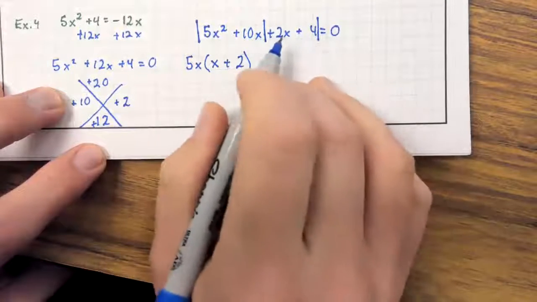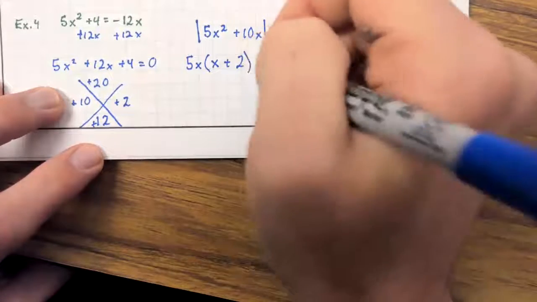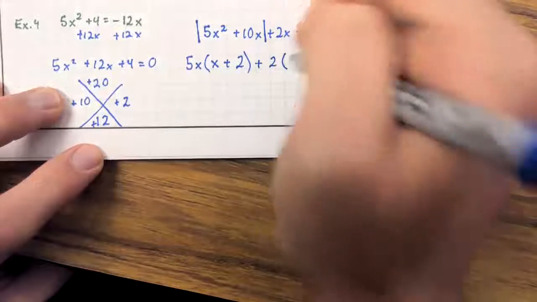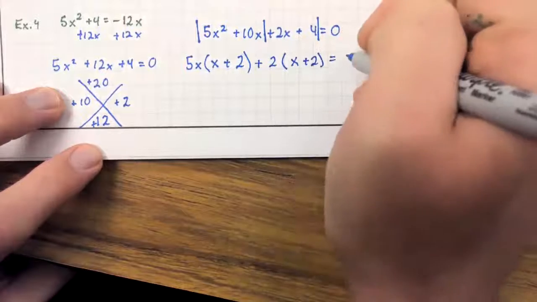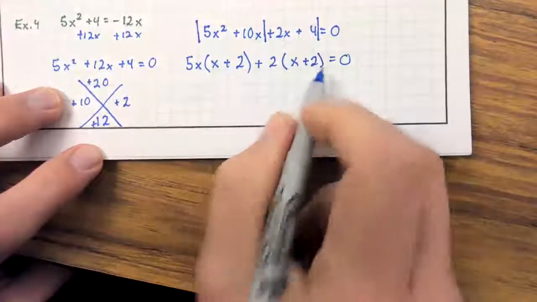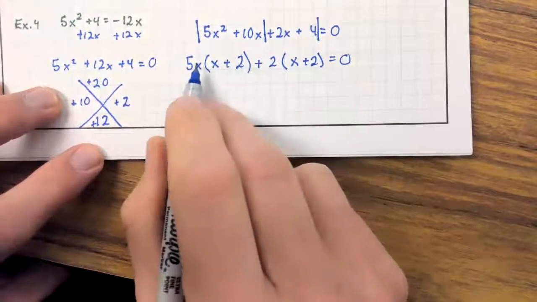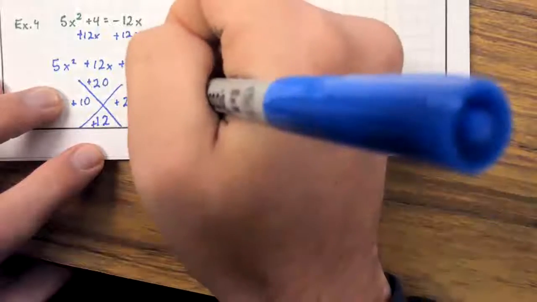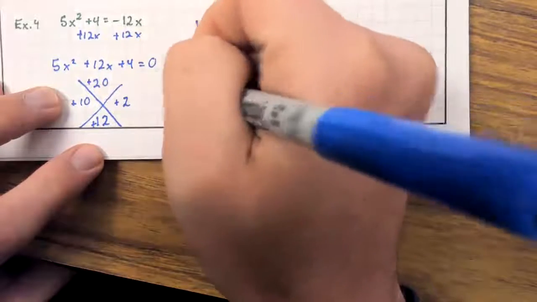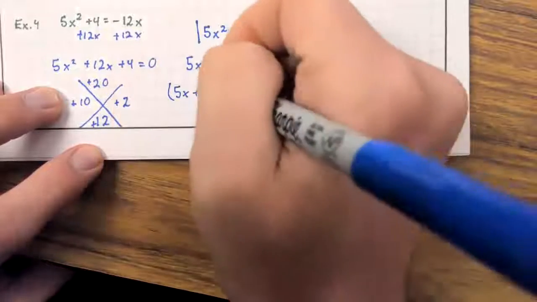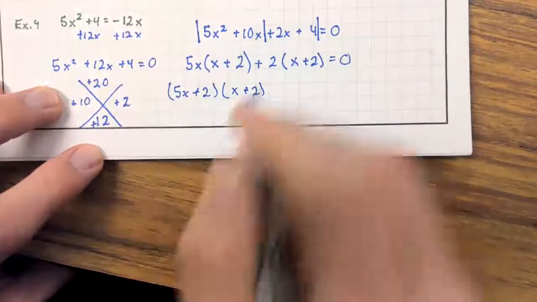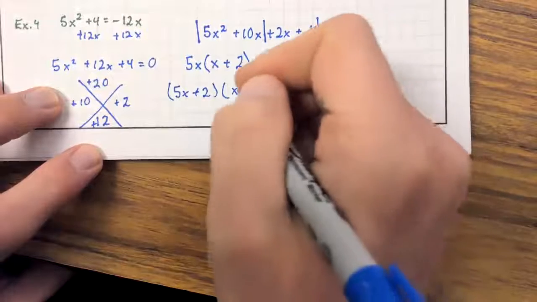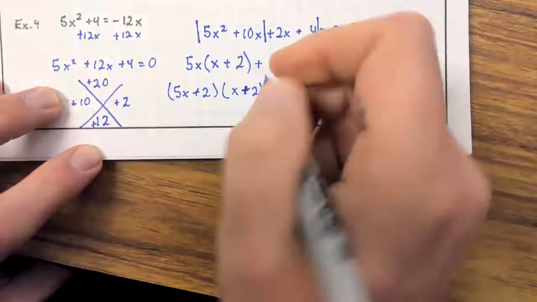This group is going to be pretty easy. The largest factor between 2 and 4 is 2. It's going to leave me with x plus 2. One more thing to remember: these two groups in parentheses here have to be exactly the same. That way we can rewrite it. So if I rewrite it, it's going to look like this: 5x plus 2 times x plus 2. When you get to this part, this is where we were stopping in the last video. We just need to take it a little bit further now.